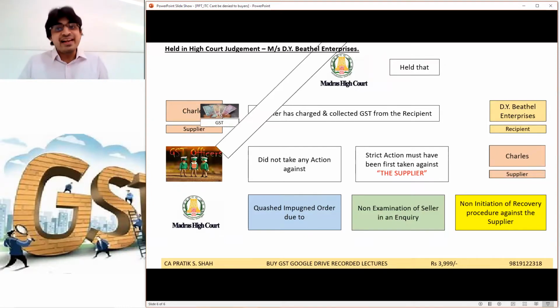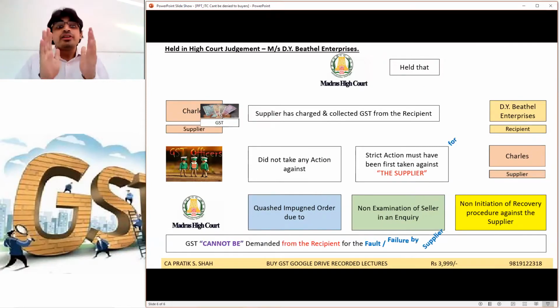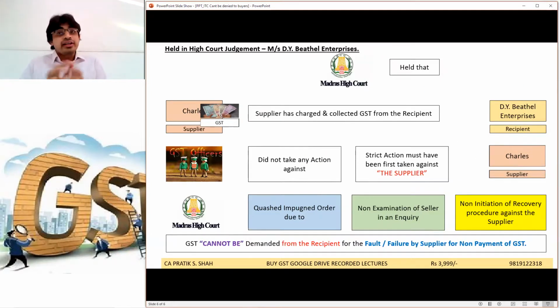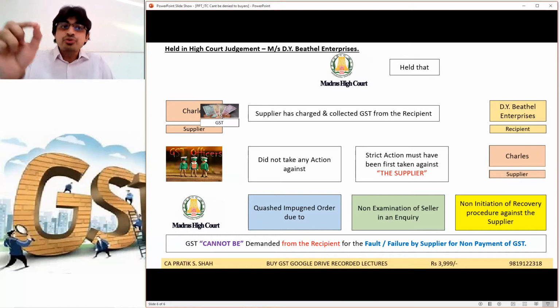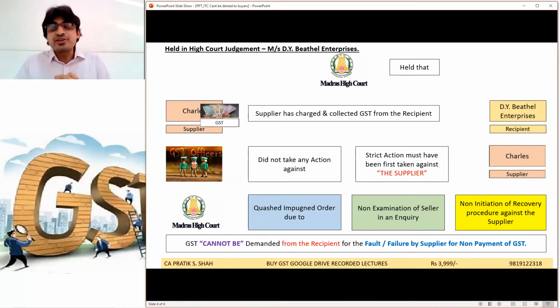So now what is held because of this Madras High Court? The GST ITC cannot be demanded from the recipient for the fault or the failure of the supplier. So this case, we all are going to go through it very soon. This GST 2A, 2B reconciliation, many such cases are going to come. So I request all the taxpayers to refer to this judgment, take the benefit of it, and use it in your favor.